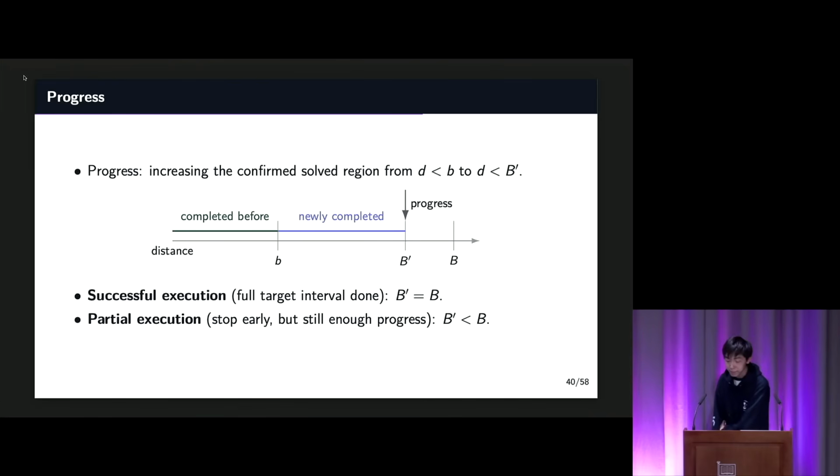Across subproblems, let's say we keep track of a boundary, little b, which indicates we're saying that all vertices with distance smaller than little b are already complete. So what does a subproblem really do? It tries to push the boundary forward. That is, we try to make progress from little b to some new b prime, as you can see here.